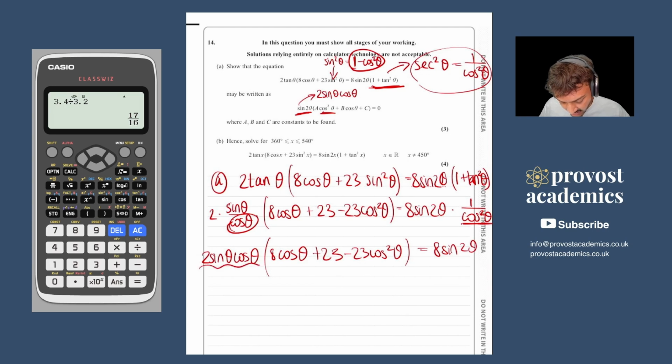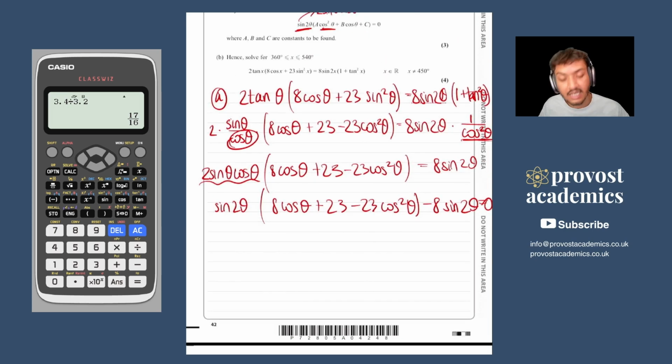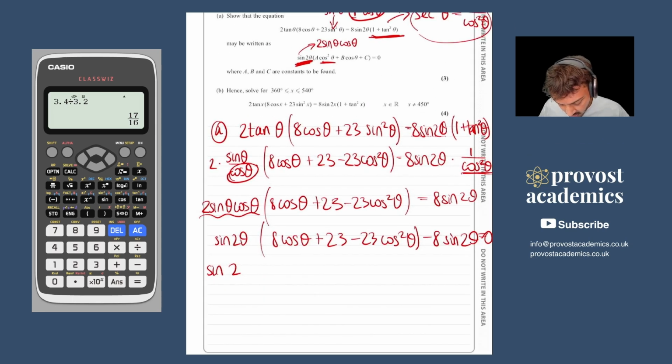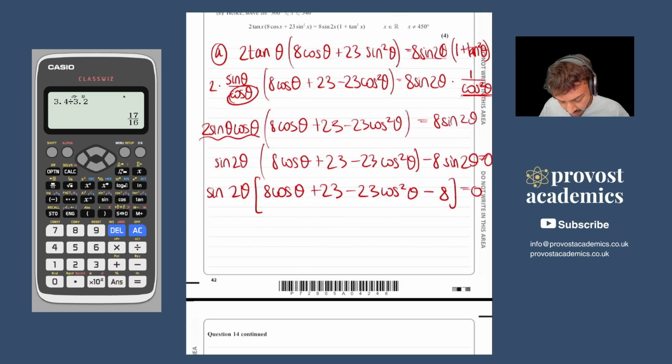Hopefully you can see that that's just sine 2 theta. So sine 2 theta times 8 cos theta plus 23 minus 23 cos squared theta, and I can bring this minus 8 sine 2 theta around, because now I can take sine 2 theta as a common factor out. Just like the question, with sine 2 theta as a common factor, I get 8 cos theta plus 23 minus 23 cos squared theta minus 8 equals 0. Let's simplify that all.